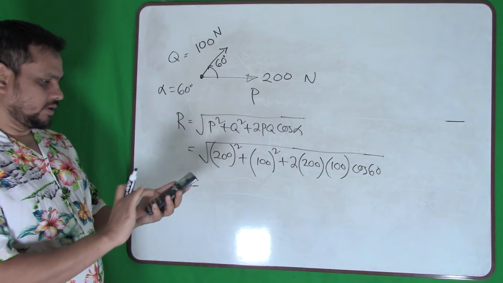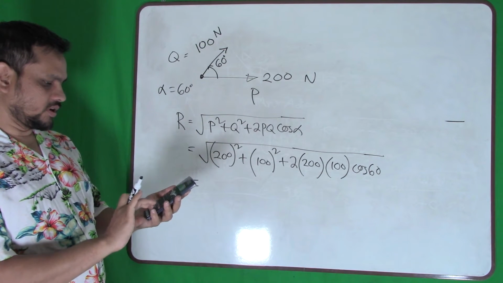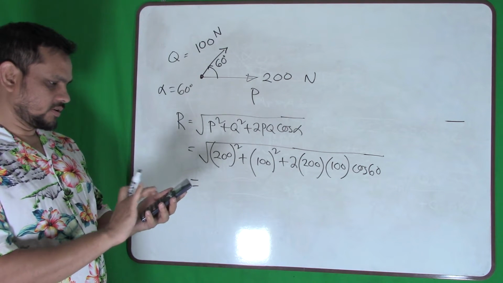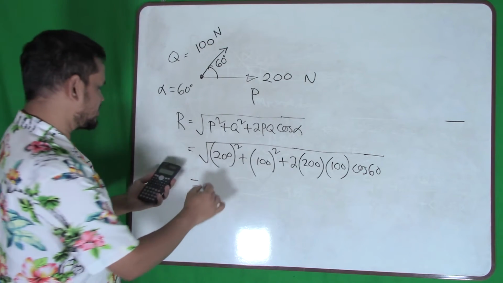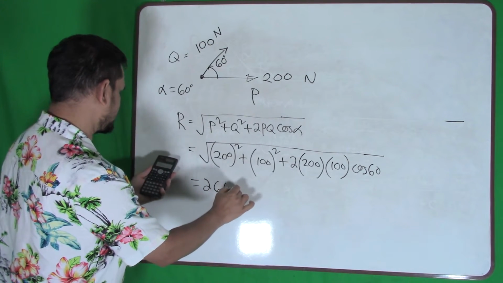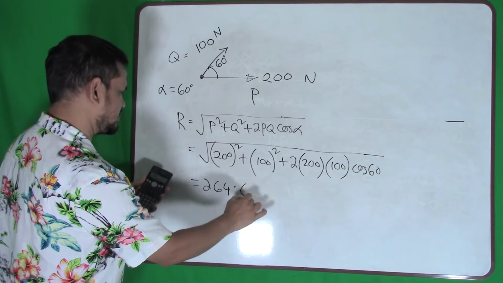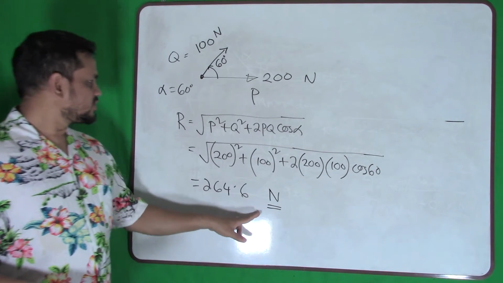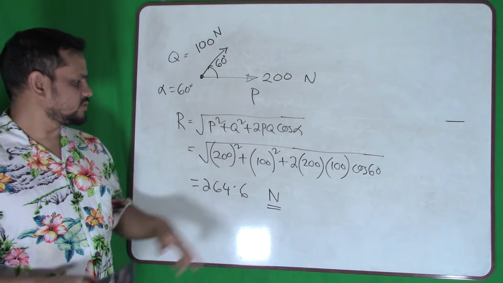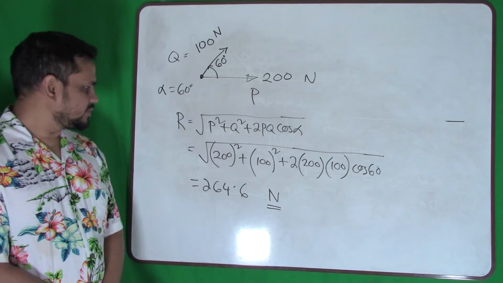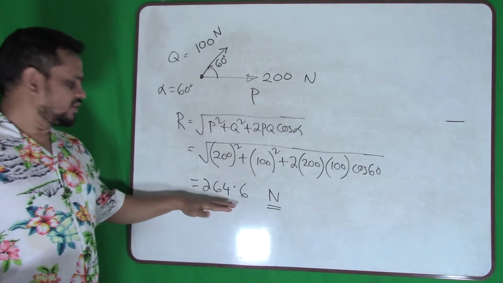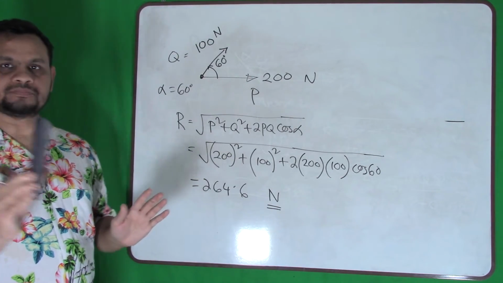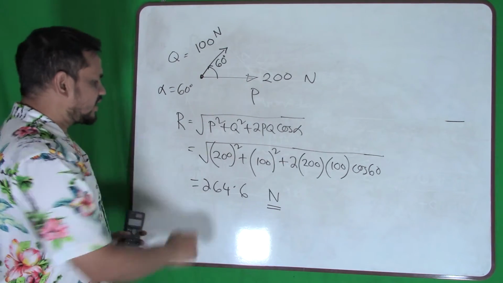Let me say 100 squared plus 200 squared plus twice 200 times 100 cosine 60. I got 264.6 Newton. The unit of this force should be the same as the unit of the given forces. If the calculation is wrong, do not mind, but the equation is right because I am doing it very quickly. Okay, so I got the resultant force.